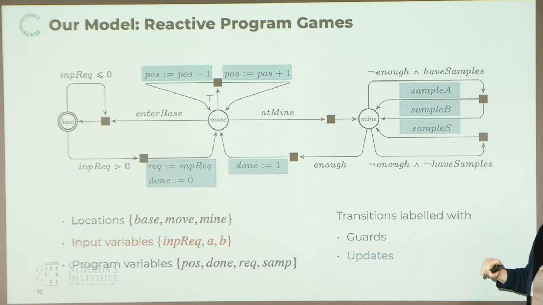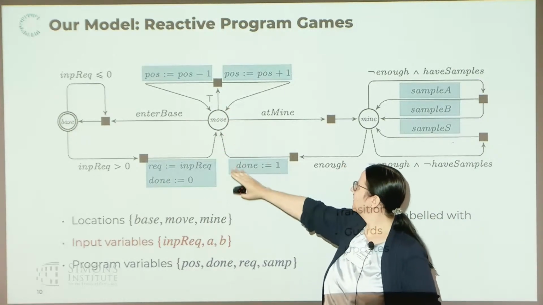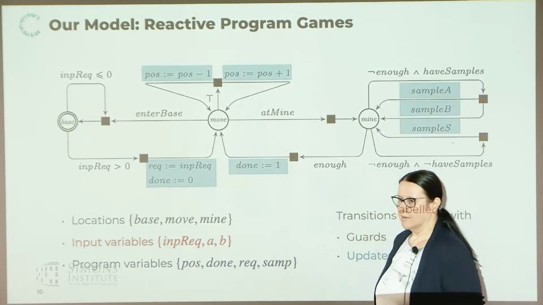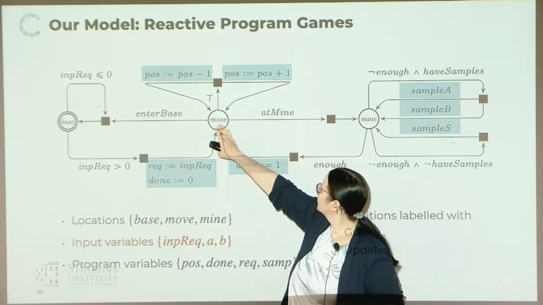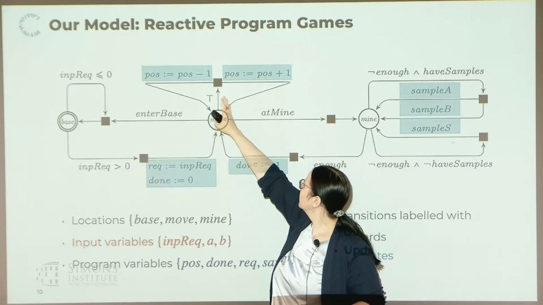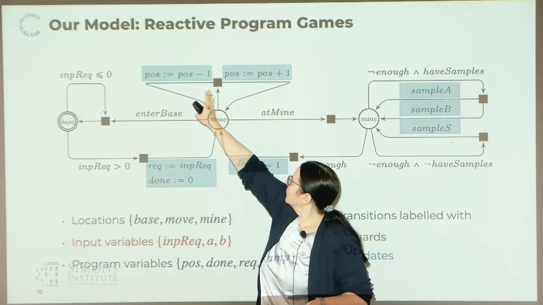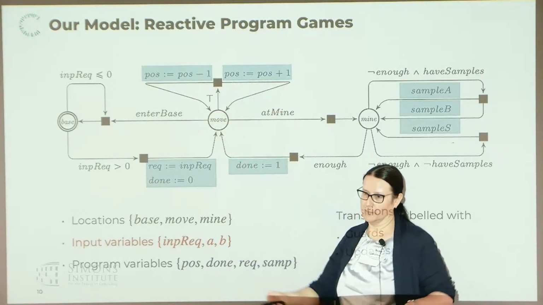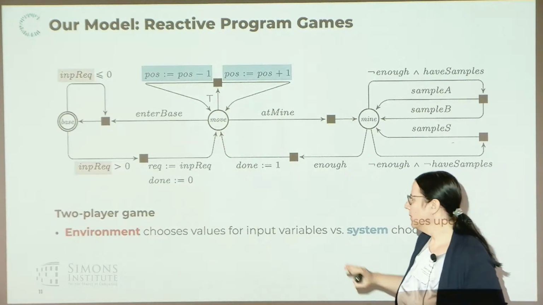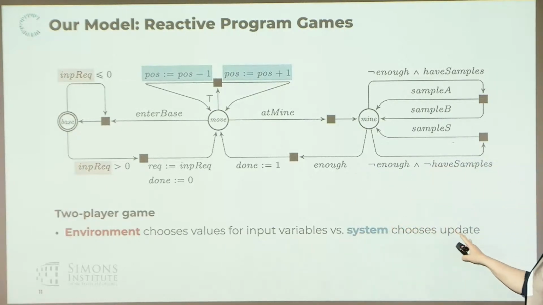Is coming on the next slide. So we also have updates, which describe how the program variables are updated. For example, in location move, whatever the state is, the robot, the system, can choose either to decrement the position or to increment the position. So this model is a two-player game where the environment chooses the values for the input variables and the system chooses the update.